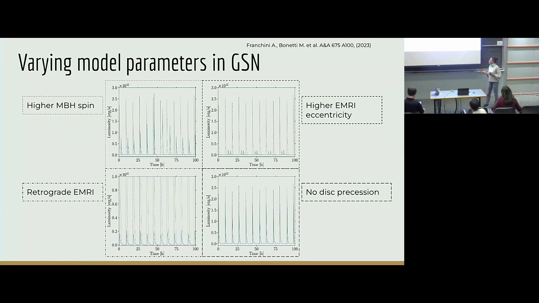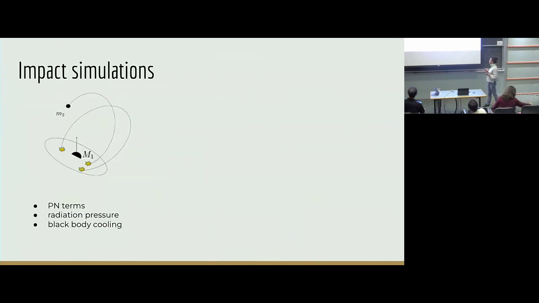If you assume the MRI to be retrograde, there is no hope to get the high luminosities that we observe. So we can rule retrograde orbits out, at least for this choice of parameters. And then, as I said earlier, for GSN the disk precession does not matter that much. You get slightly lower amplitude peaks, but the recurrence time is still there.